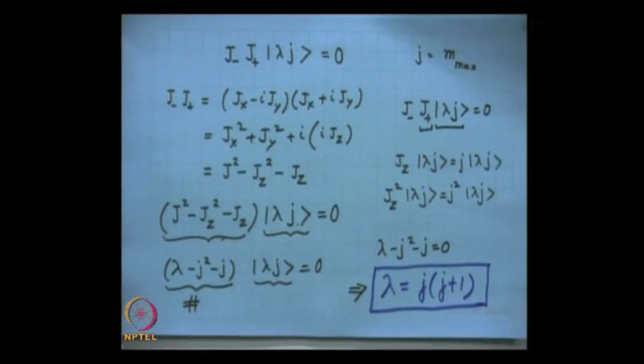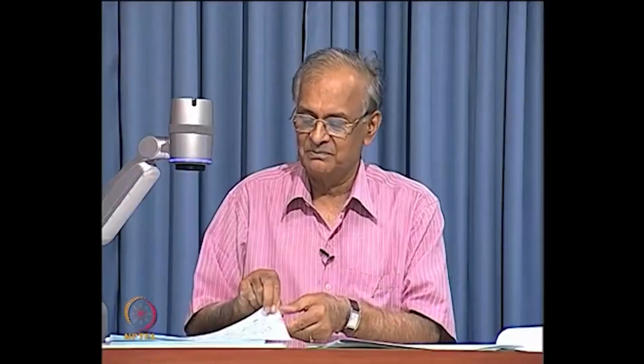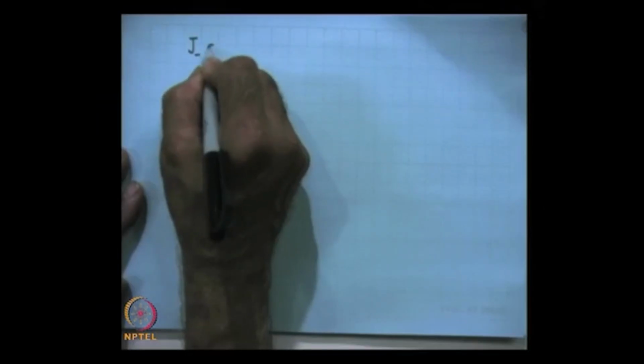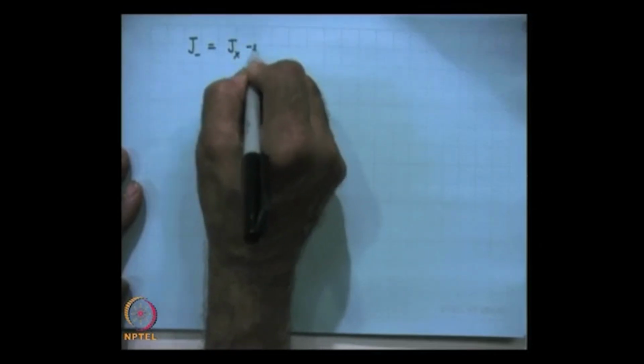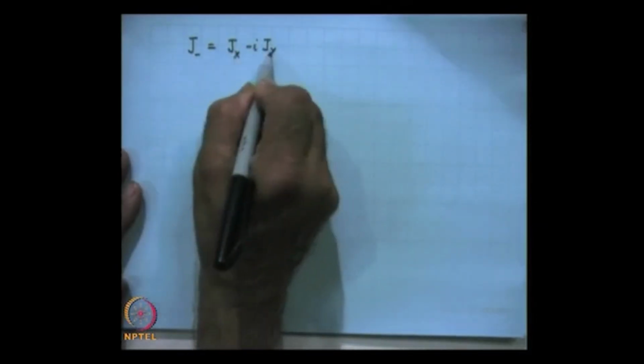Okay. Now, if you have not been able to follow the algebra, let me do it all over again for the J minus operator. Let us forget about everything, but keep this result somewhere. So, the J minus operator is equal to Jx minus i Jy. J square commutes with Jx, J square commutes with Jy. So, J square commutes with J minus.